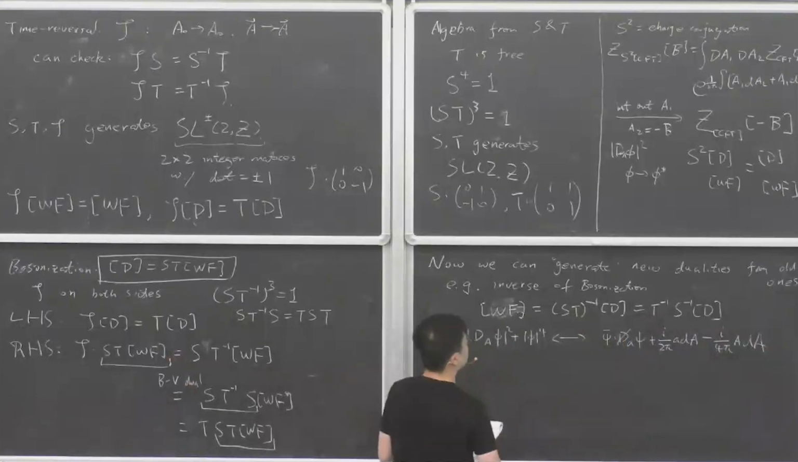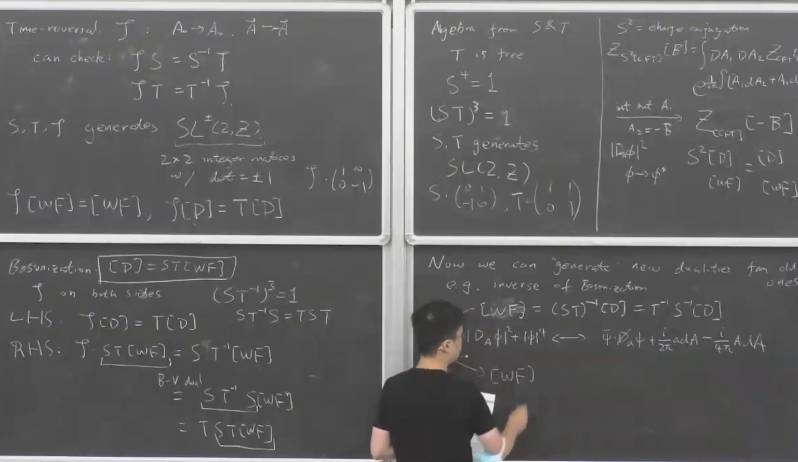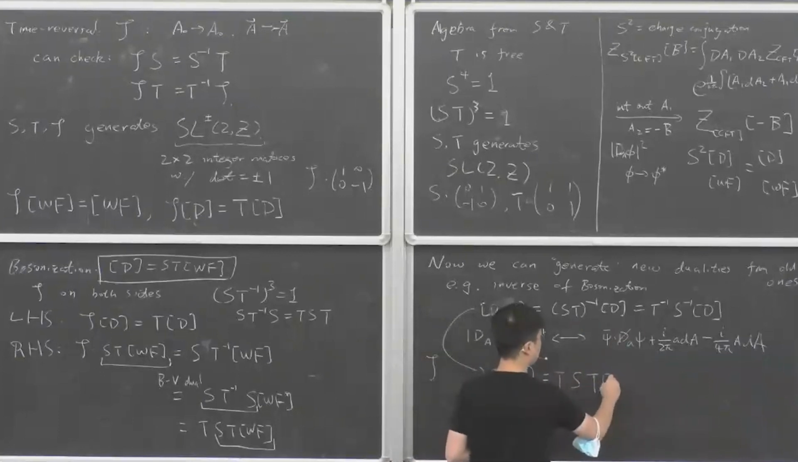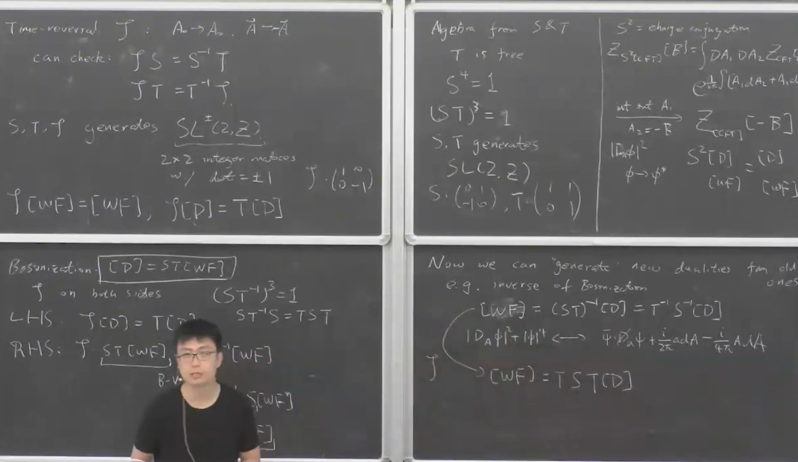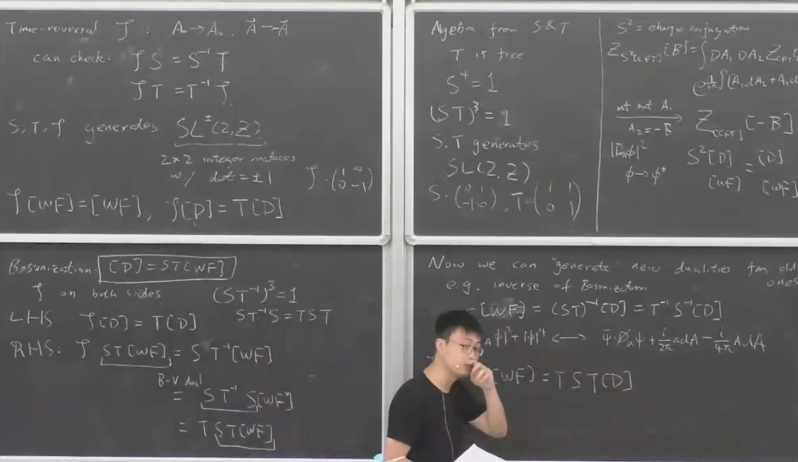Of course, you can also take the time reversal. By now, it's a relatively straightforward thing. Take time reversal. The Wilson-Fisher doesn't change. On the other side, T inverse becomes T, S inverse becomes S, and time reversal acting on D gives you another T. This is another one. Of course, you can also unpack it. I'm not going to do it. Okay, so that's the inverse bosonization.